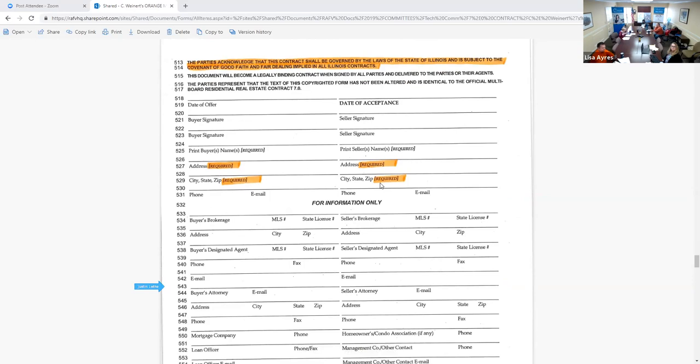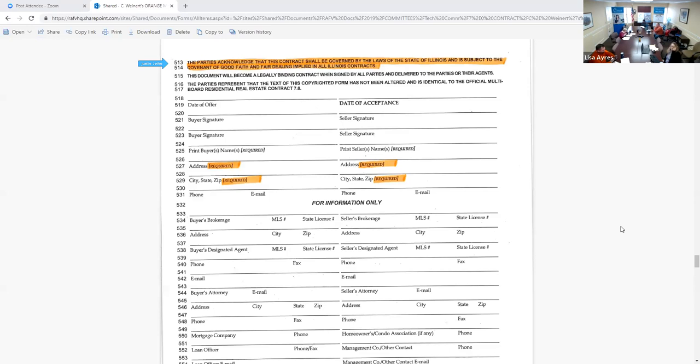All right, I want to start on line 513. The parties acknowledge that this contract shall be governed by the laws of the state of Illinois and is subject to the covenant of good faith and fair dealing implied in all Illinois contracts. That's a really important couple of lines. We thought it was so important that a good part of the committee felt it should be at the very beginning of the contract. It was decided to put it here because you're going to make sure that the client reads this before signing. What it says is that what we're doing here, you have to be doing in good faith, and you're governed by the laws of the state of Illinois. So making six offers on a piece of property on one day and just seeing which one is going to stick, that's probably not acting in good faith. Just a thought.